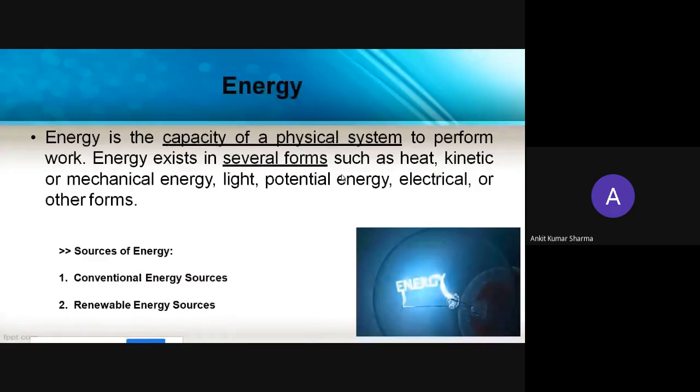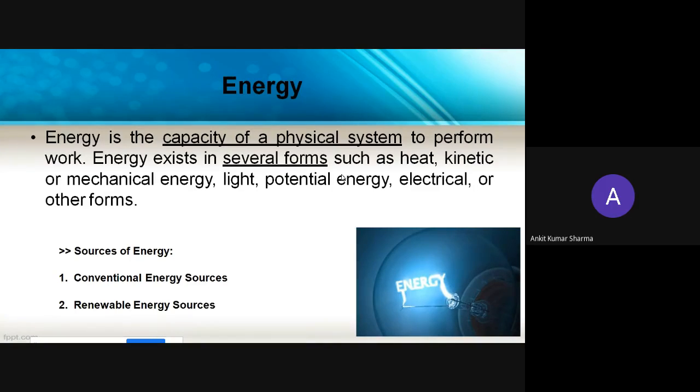Another form. Okay. So, for example, you can use solar heat energy and transform it into electrical energy by using PV cells. This is a simple example of the transformation of energy.